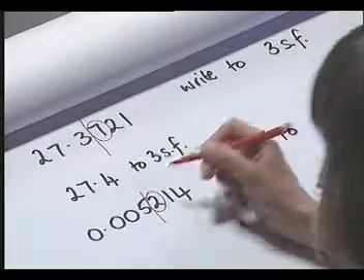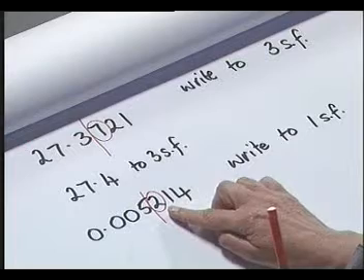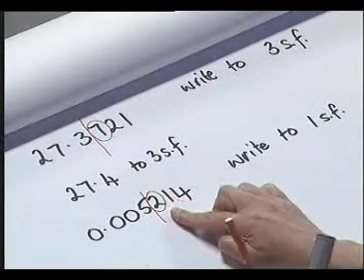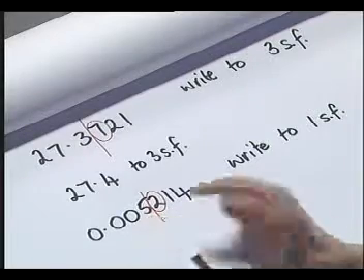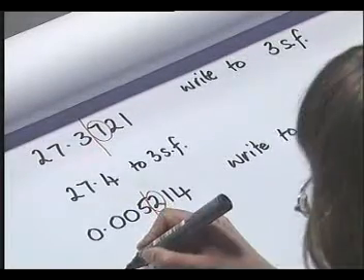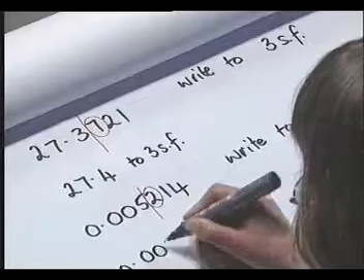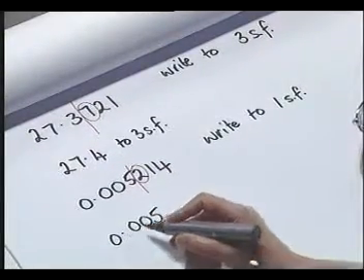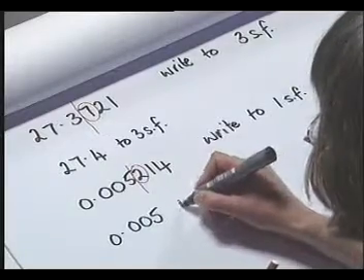So it's this digit we look at to see if it's going to affect the digit the other side of the line. It's a 2, so it's not going to have any effect on this digit. So our answer, writing this number to one significant figure, is 0.005.